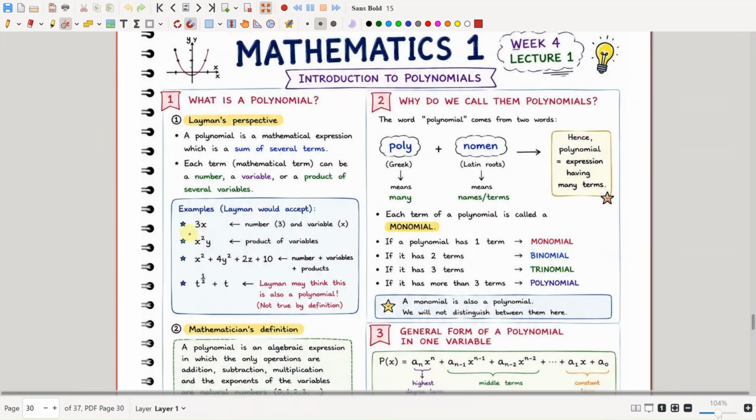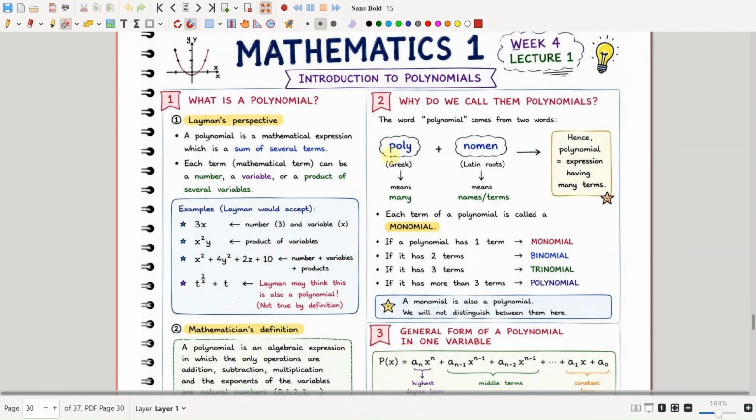3x is a polynomial. x square into y is a product of variables. And see here, x square plus 4y square plus 2x plus 10. This has a number of variables plus products. This is also a polynomial. So according to a layman, this is also a polynomial. t power 1 by 2 means root of t, plus t. Then this is also a polynomial.